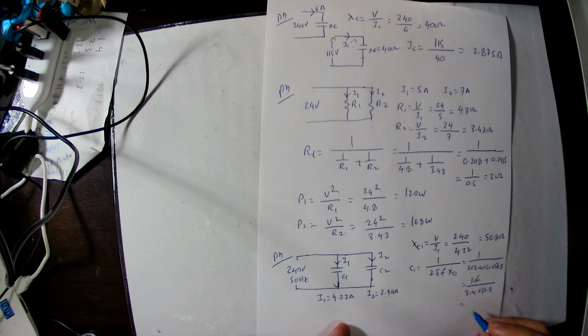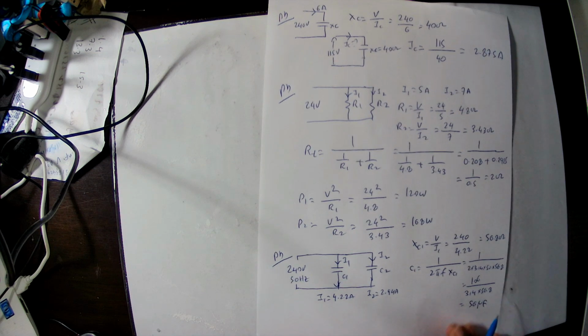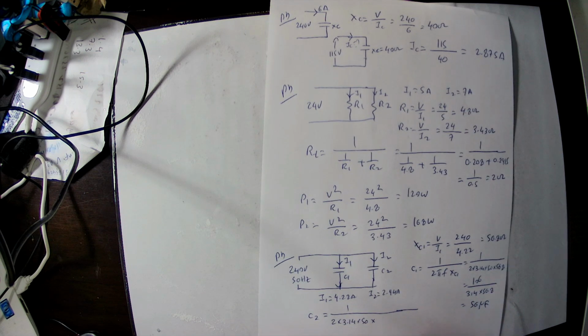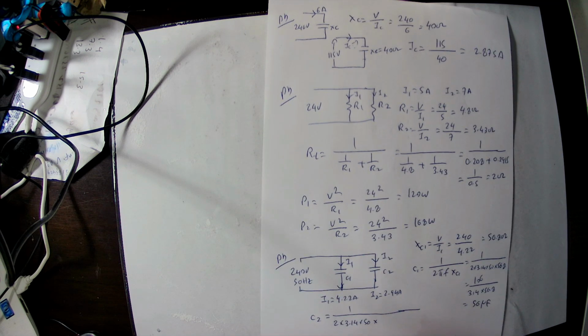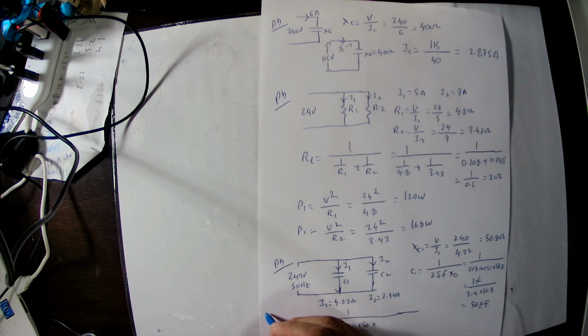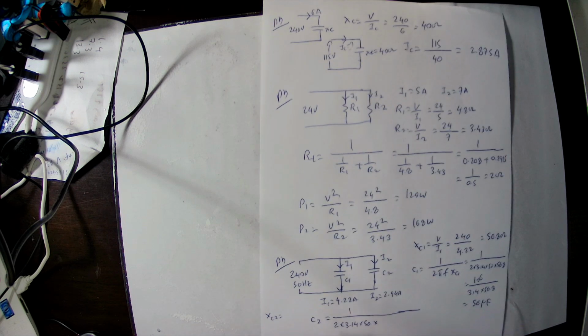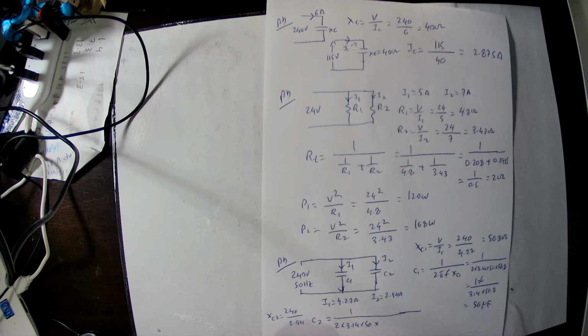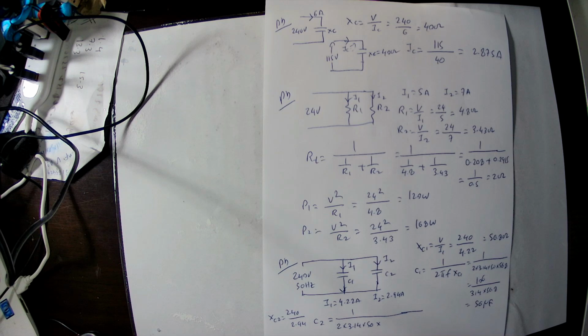And C2 also needs to be calculated. C2 equals 1 divided by 2 into 3.14 into 50 into the capacitive reactance XC2, which we also need to calculate. So XC2 has a supply voltage of 240 and the current is 2.94. So this is 240 by 2.94. You get 81.6 ohm.